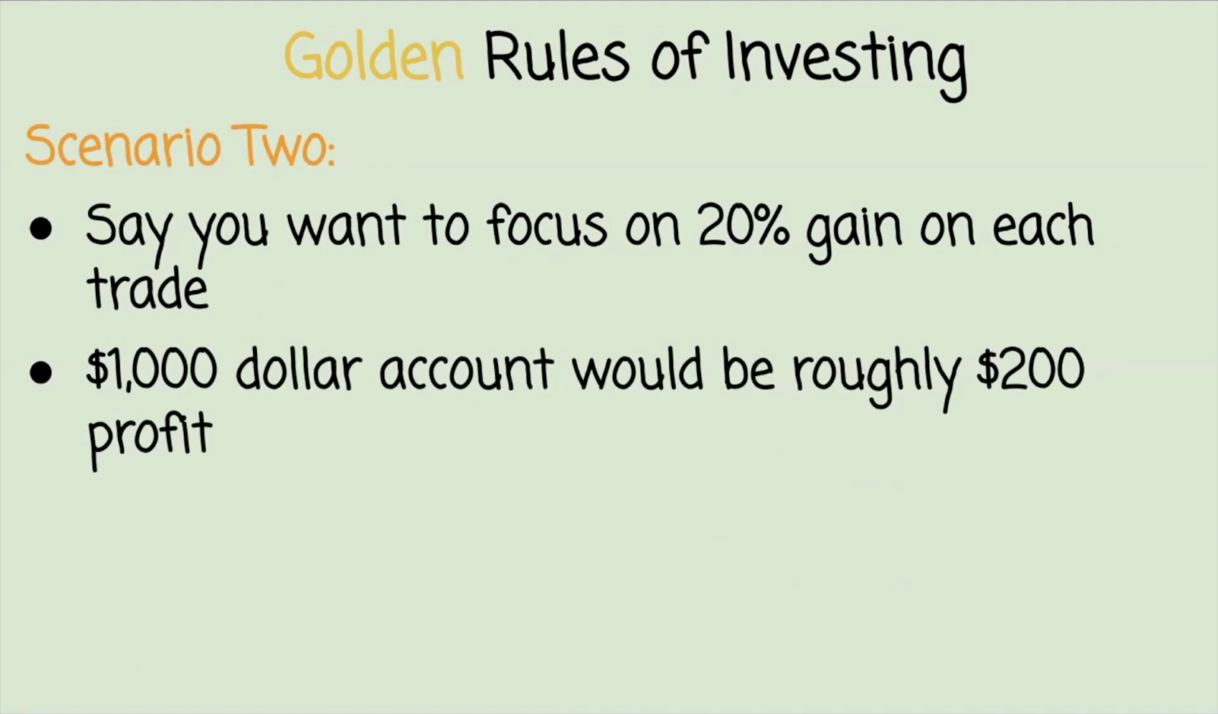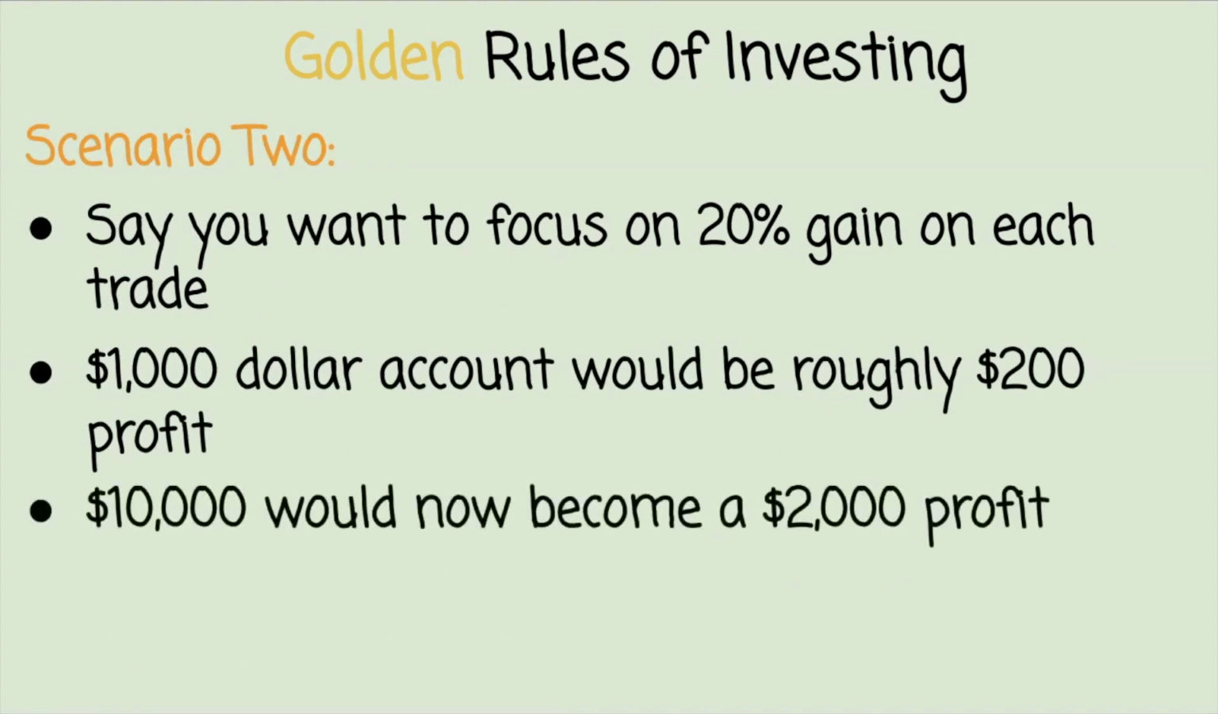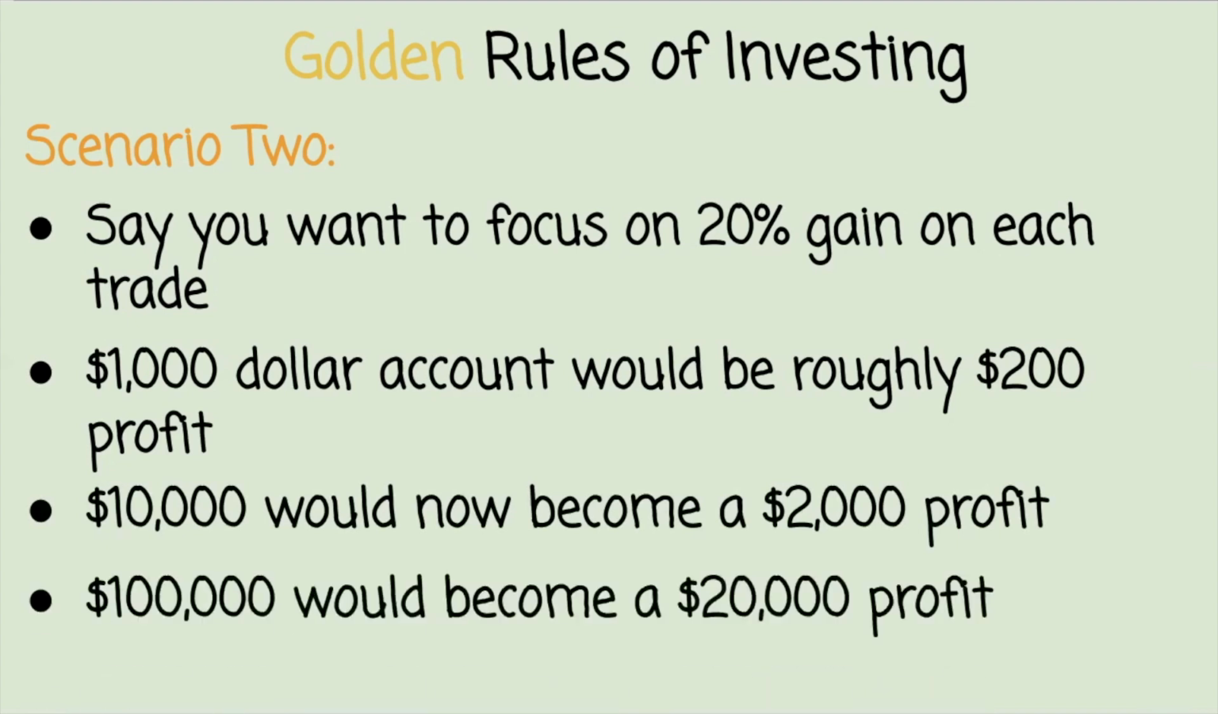And you slowly build it up, slowly build it up. So now your account's at $10,000, and you're still taking 20% on that 10,000. So now that 200 turns into $2,000 profit if you continue taking that 20% gain. And then again, if it's 100,000, it would become 20,000. So it's easier to scale an account when you're looking at percent gain rather than dollar amount.